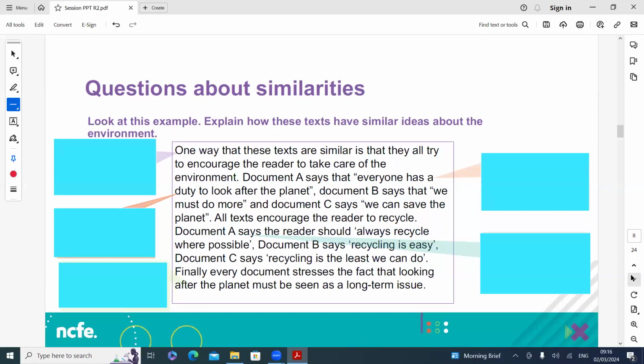Okay, look at this example. Explain how these texts have similar ideas about the environment. I want you to read through the text first of all, and then I will read it out loud. We'll read it together, and then we will look at the different parts of the text to show how this answer talks about the similar ideas. I'll just give you a few moments to read through it.